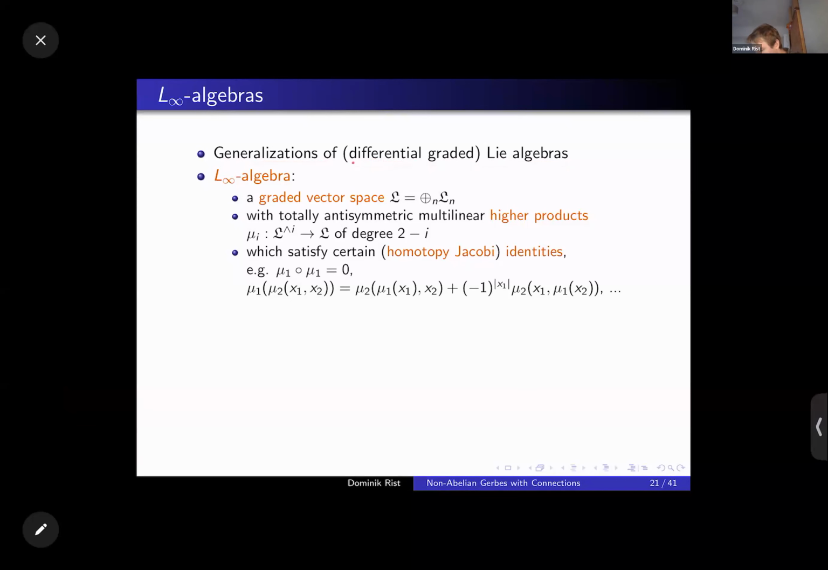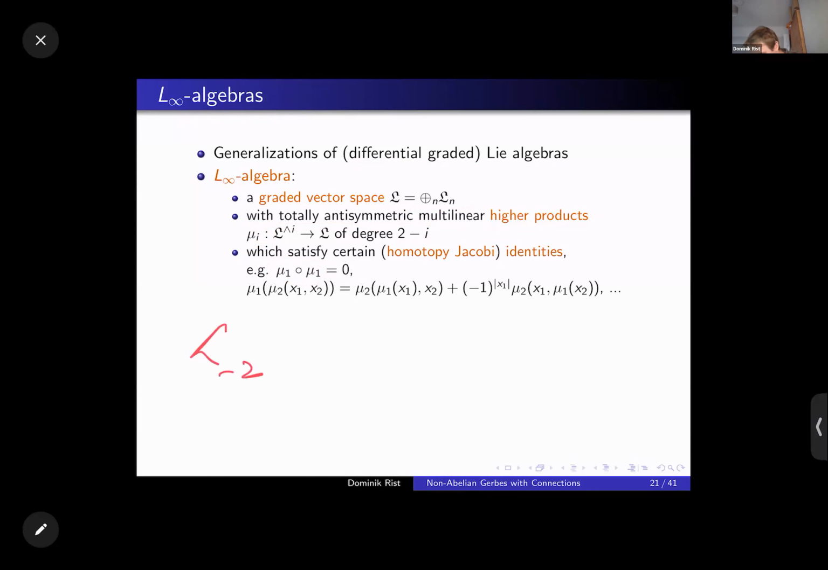And I generalize this in a particular way, and I obtain the notion of an L-infinity algebra. So first of all, it is a graded vector space with totally antisymmetric multilinear products, mu I, which again have some degree, and they satisfy certain identities. First of all, the map mu1 is a derivation, so we have a complex. So mu1 squares to 0.